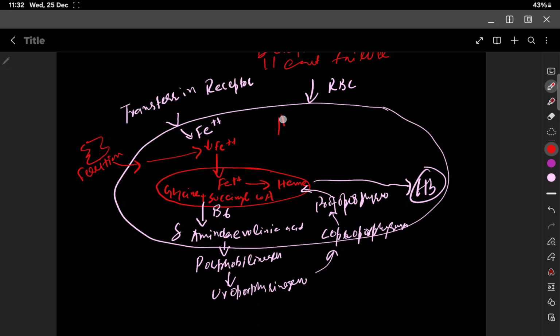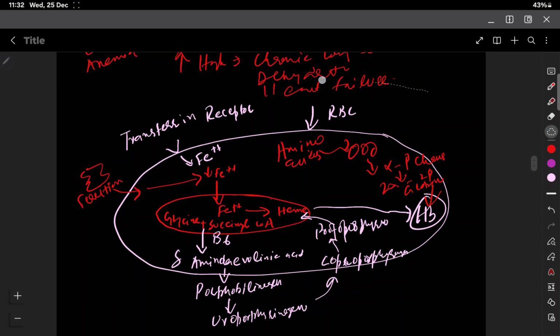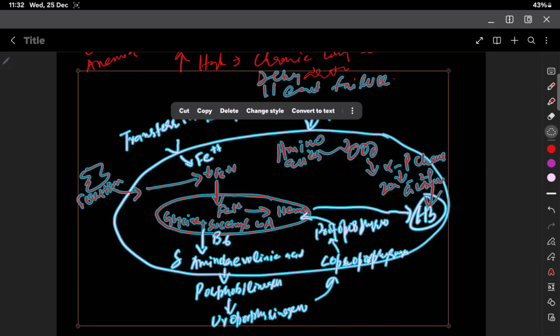Second is amino acids. Amino acids which are present in our body are carried to the ribosomes, and there they form alpha and beta chains, means 2 alpha and 2 beta chains. Okay, means the globin part. And this is one more method by which hemoglobin is formed. This globin part reacts with the iron and forms the hemoglobin. So that is how the hemoglobin is formed in our body. This whole step is the formation of the hemoglobin.